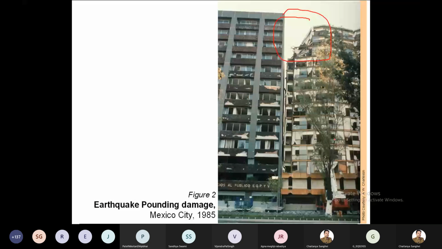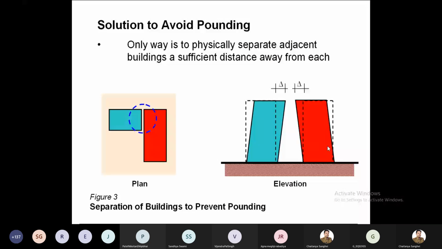No, that is not the solution. The solution is basically you have to design the gap. You have to design the gap. Now, what is the gap? Gap means we have to assume that both the buildings are moving in opposite directions, right? Both the buildings are moving towards each other, right? And we calculate the top deformation.